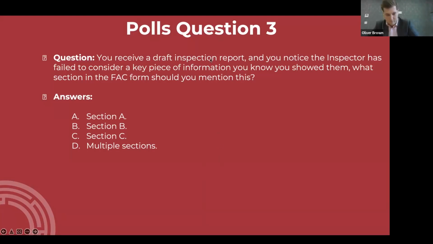Okay. And the highest scoring is section B. That is the correct answer. So we're on a roll here. Section B, as I mentioned earlier, is the main section of your factual accuracy form. If there's a key piece of information which you know you've showed them, this is where you would insert this. In section B, you'd attach it as evidence again. This is the category that it would fall into. So well done, guys, for getting that right. Just go to the next question, please.